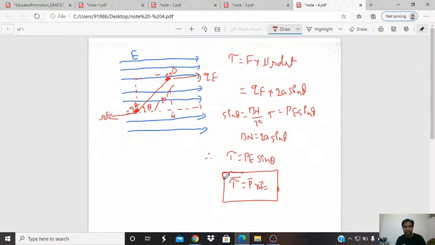You can write it like this. Like this we have to find. So this is about dipole cases. I am reminding you that some cases are there, and those cases we will discuss in tomorrow's class.